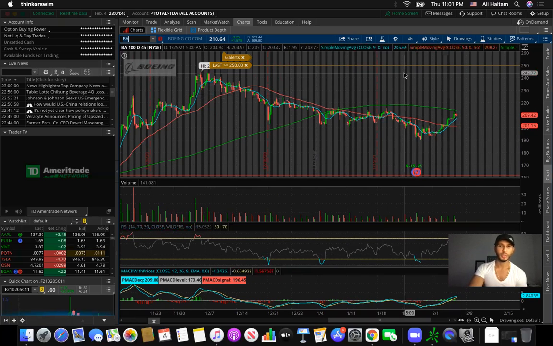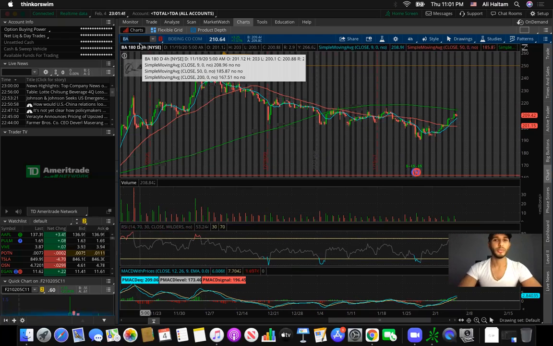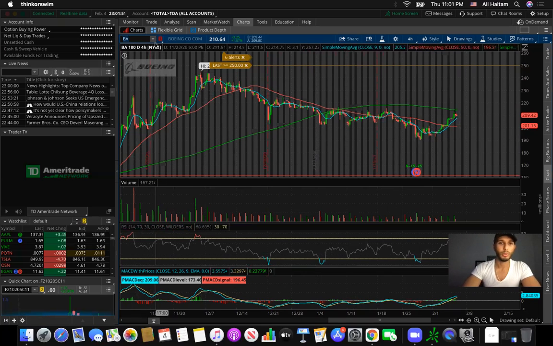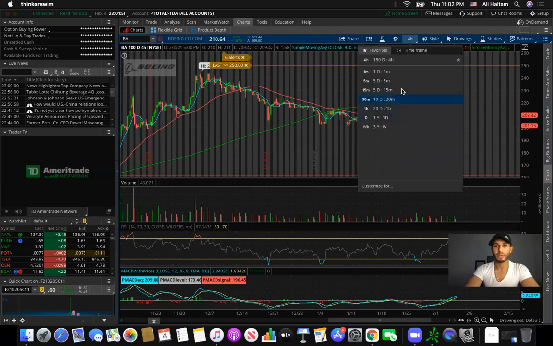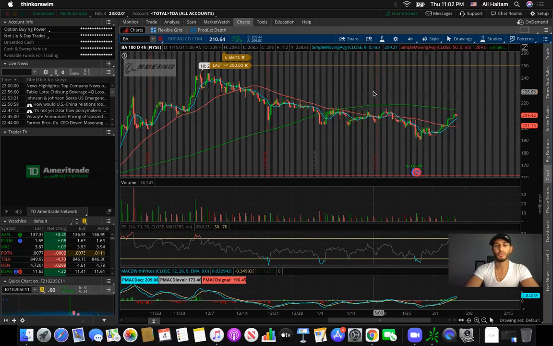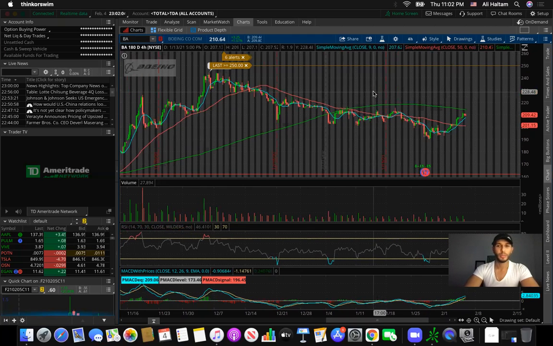So using the TD Ameritrade platform, if you just threw in the symbol right here at the very top, for instance, we're using Boeing. Boeing is at a share price at around $210 per share. This is basically a 180-day, 4-hour time frame. I use this time frame to basically come up with resistances, support lines, trend lines to give me an overall picture of what is happening with the stock or share price.